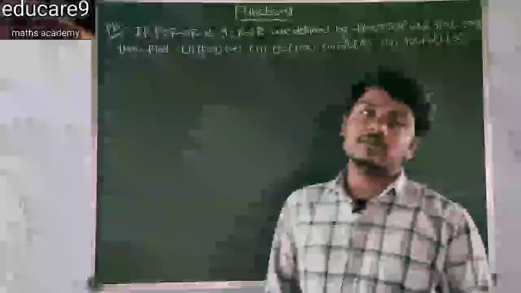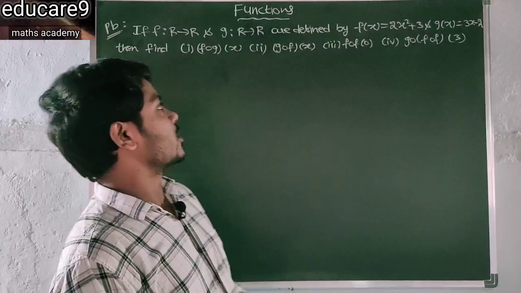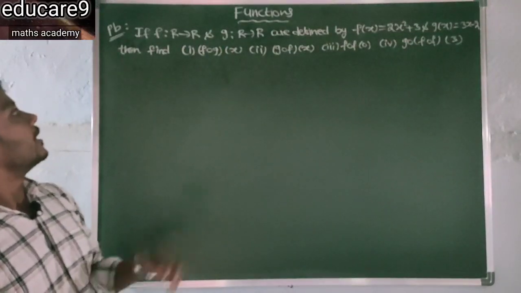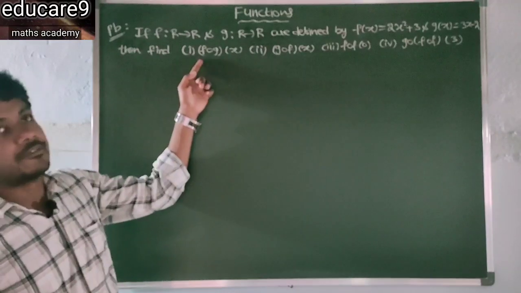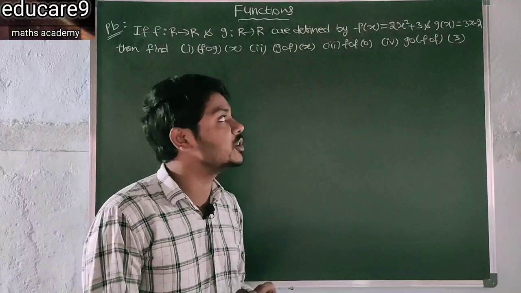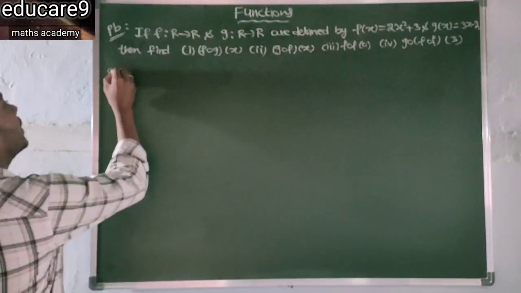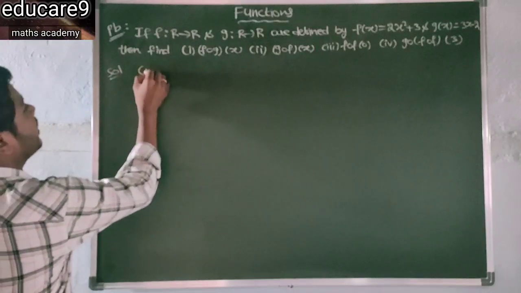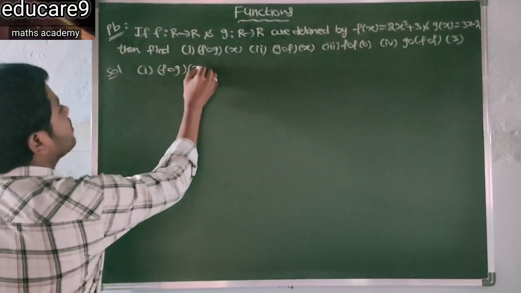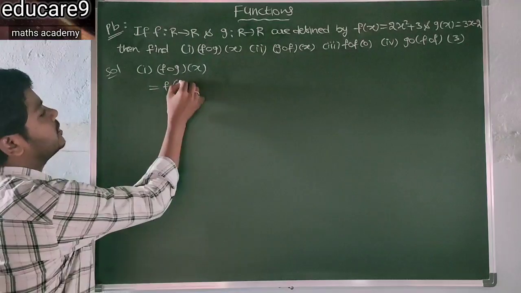Hi, hello everyone. For this session, we will discuss a few problems. See our first problem. f and g are two functions. Then find f circle g of x, g circle f of x, f circle f of 0, and g circle f of 3. So first one, f circle g of x. This can be written as f of g of x.